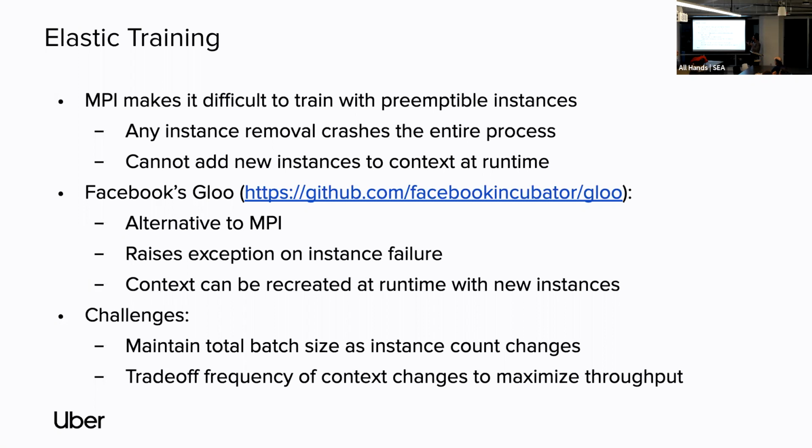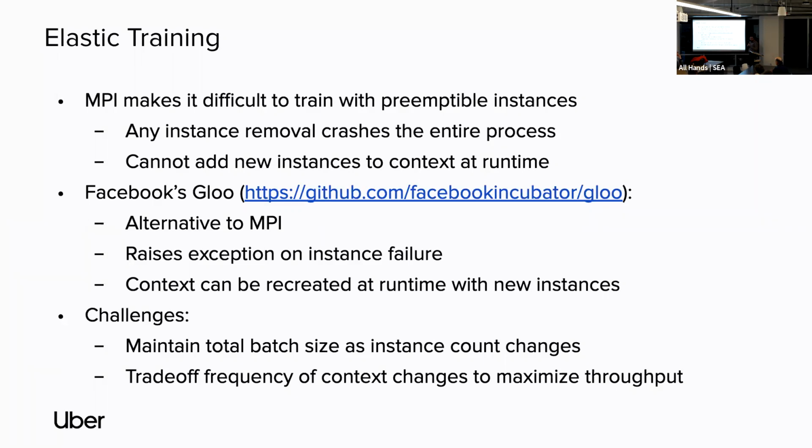So with Elastic training, the idea is that the training process is able to scale up or down. We can dynamically add more workers or remove workers from the training process, and we can continue our training without failing the job. That is something that's coming. Last summer, we added Facebook's Gloo into our basic tech stack, which is an alternative to MPI, but more fault tolerant than MPI. It raises exceptions on instance failures. So it's the first step that basically paves the way for us to get to Elastic Horovod.